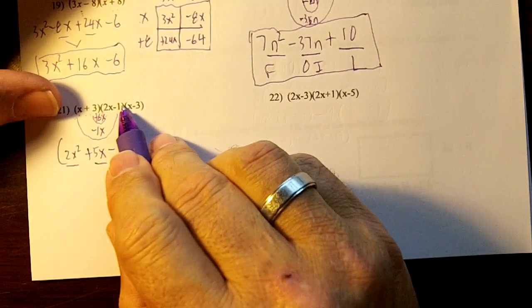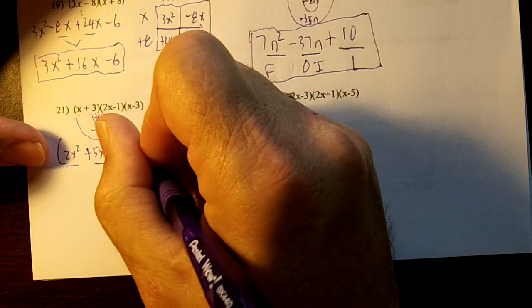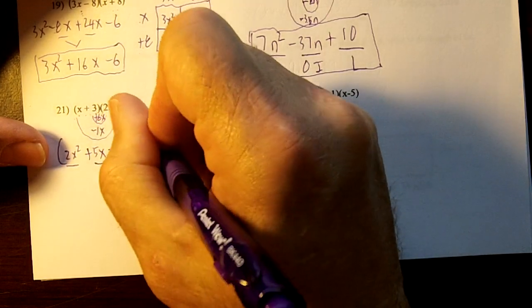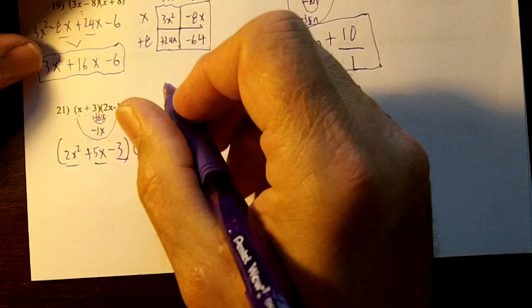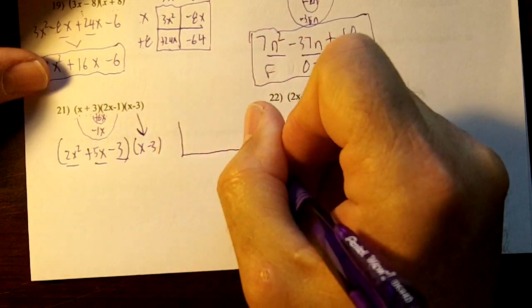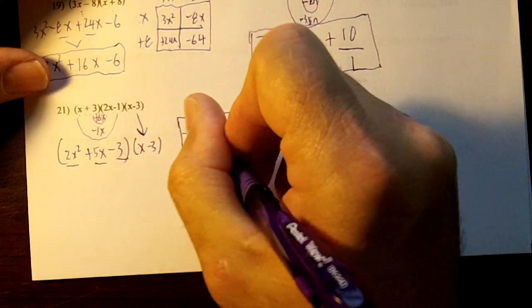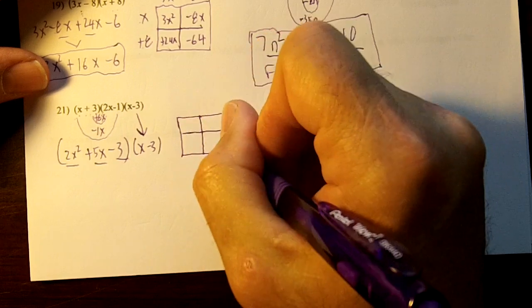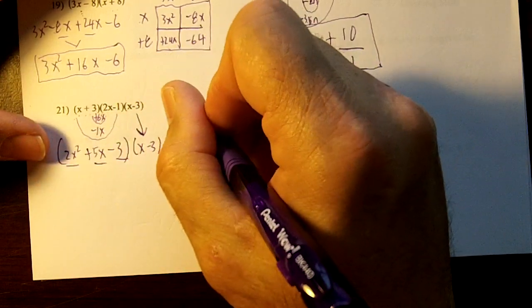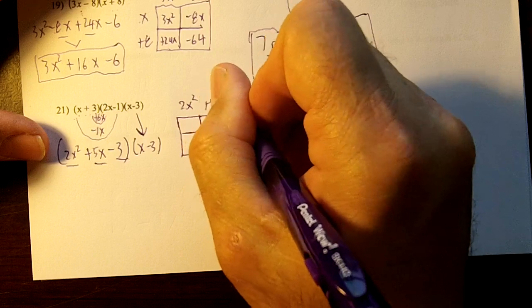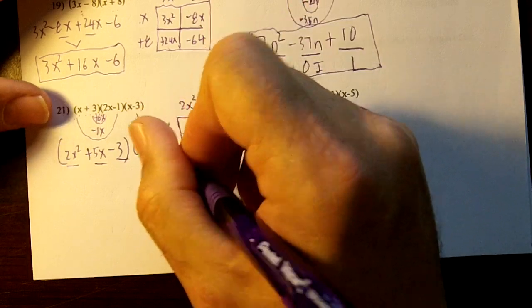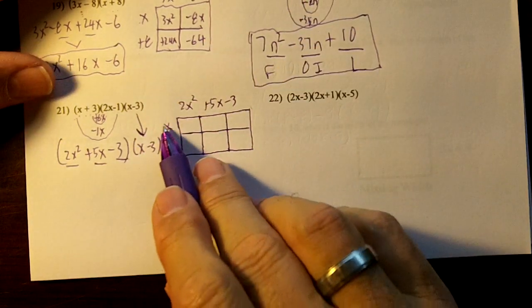Okay, so I just multiplied these two and got this. Now I still have to multiply the x minus 3, don't I? So this drops. Now I'm going to use my box, and I need a 2 by 3 box, don't I? So I'm going to multiply 2x squared plus 5x minus 3, and then I have an x minus 3. So I'm going to get my box.